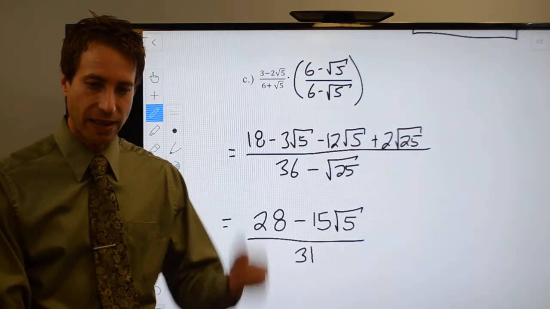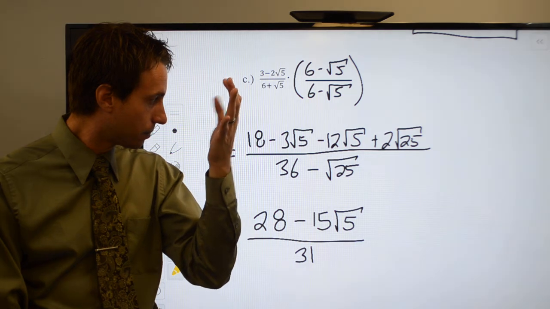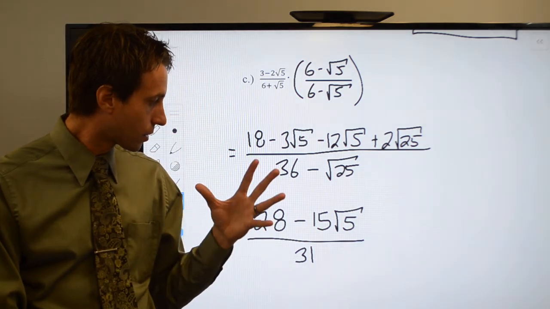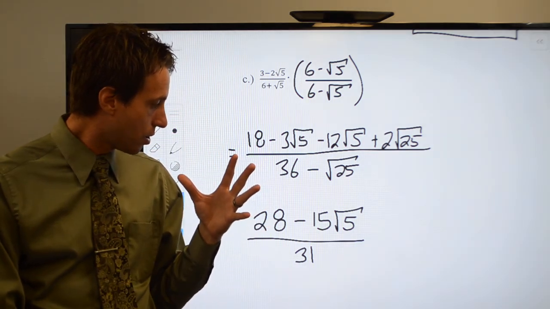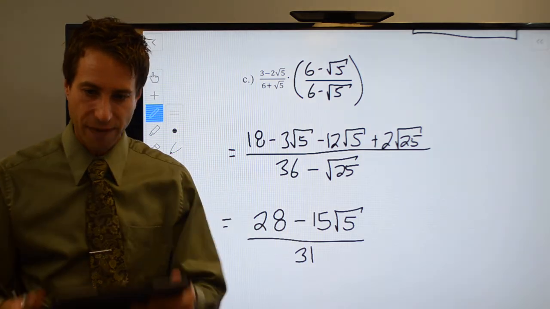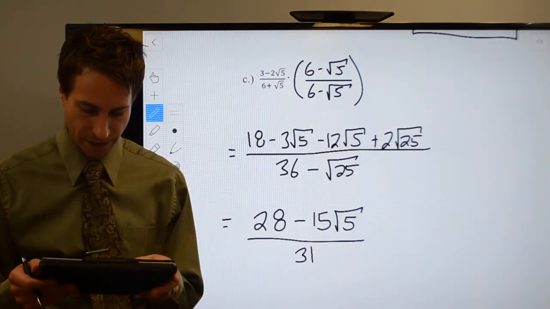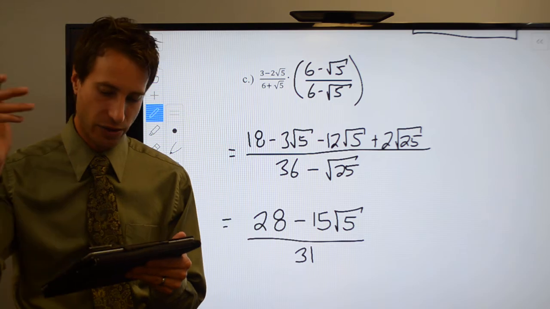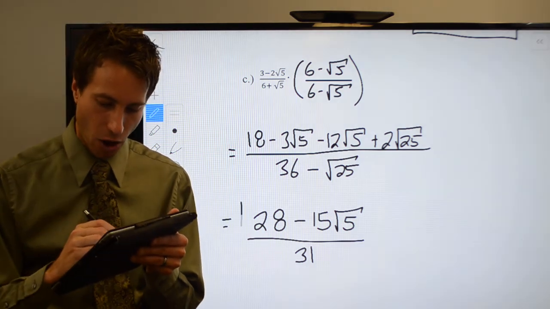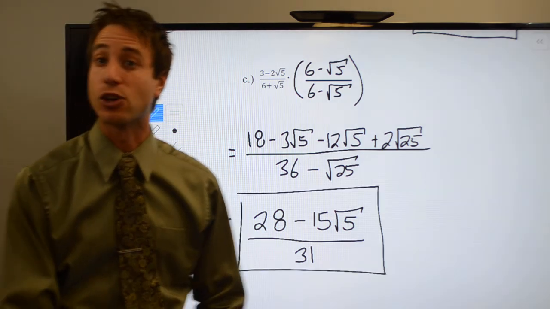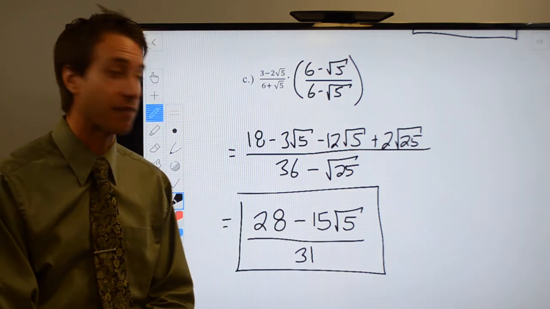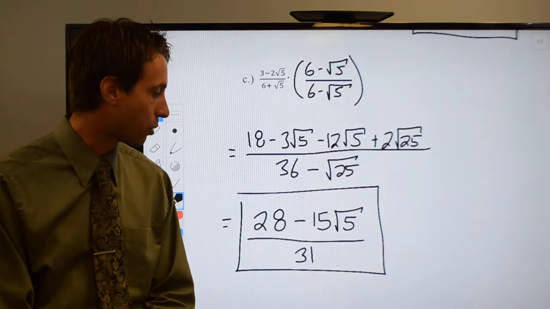Check to see if there's a GCF, which I don't think there is. 28, 15, 31. There's nothing I can pull out of all of those. So that is going to be your answer in simplified form. You don't have a GCF that you guys can pull out.